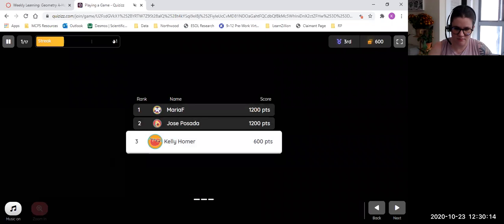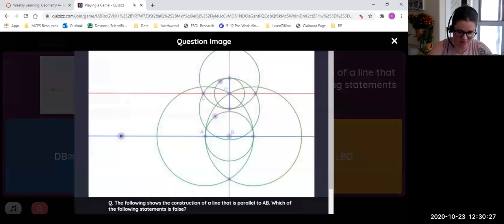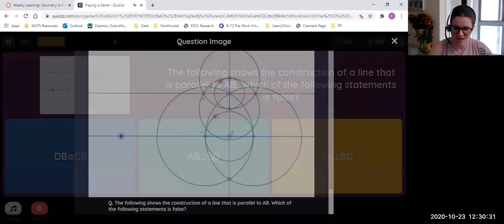Next one. Good job on doing those, the other ones. The following shows the construction of a line that is parallel to AB. Which of the following statements is false? So I need to look at this better. Which of the following statements is false? Well, I'm going to have to look at both.